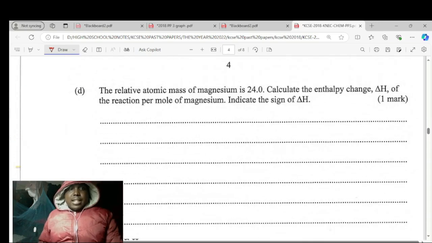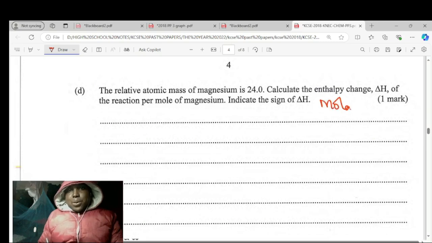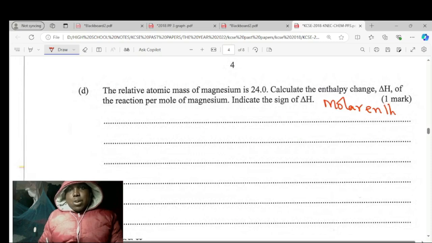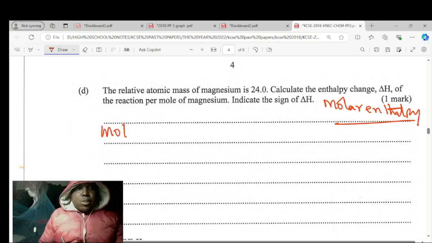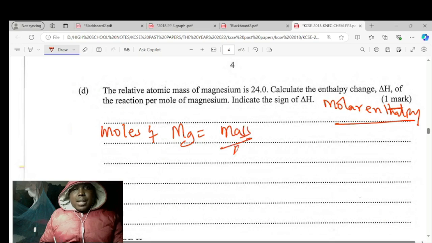Given that the relative atomic mass of magnesium is 24, calculate the enthalpy change for the reaction per mole. So what we are looking for is molar enthalpy. We are calculating molar enthalpy for 1 mole. So first let us get the moles of magnesium. Moles is equal to mass over RAM. The mass was 0.3 divided by 24, and that one gives us 0.125.